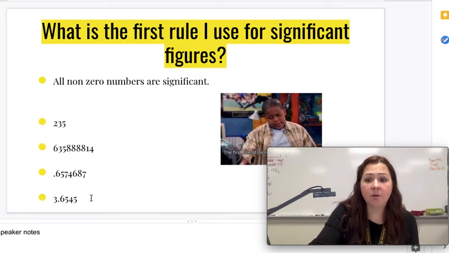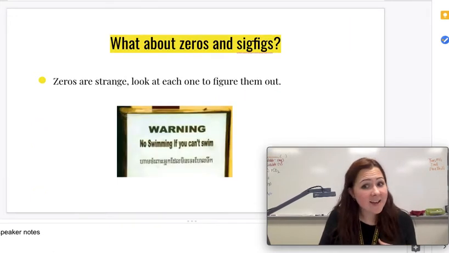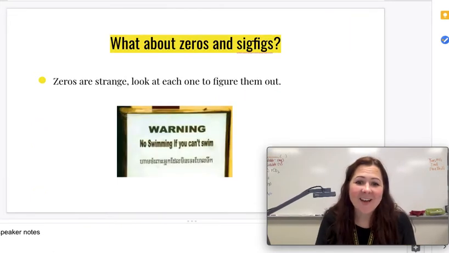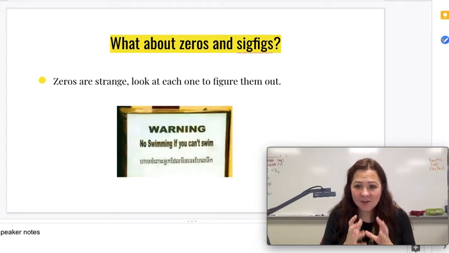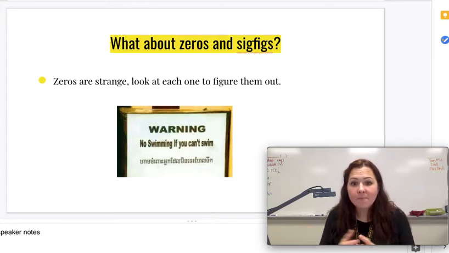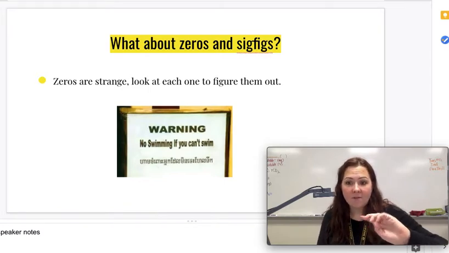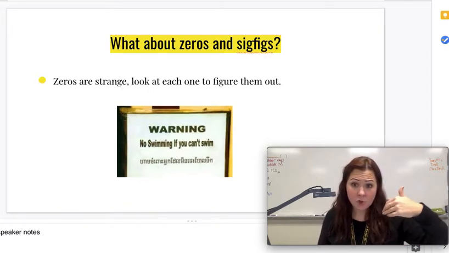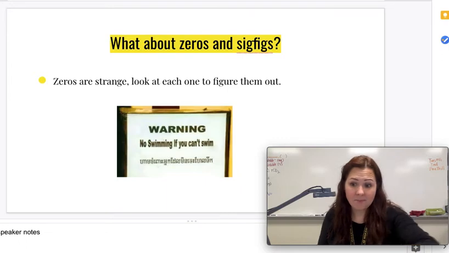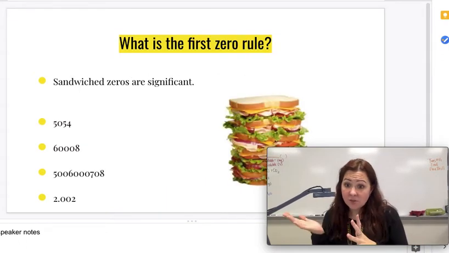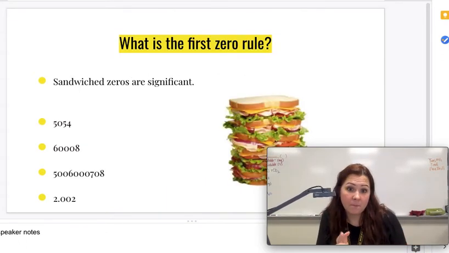Your zeros are going to be your headaches, because sometimes they count and sometimes they don't. So we have to look at each digit or each 0 individually. And when you look at each 0 individually, you have to know these 3 rules on how to figure out if they count or not. Basically, we need to know, is it a placeholder or is it acting like a real number?